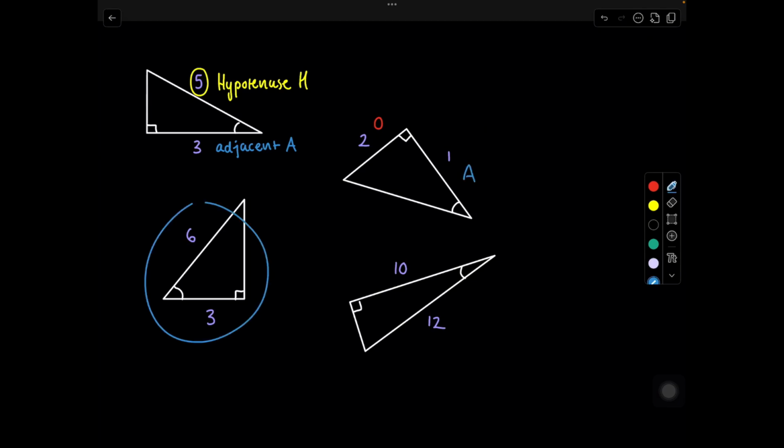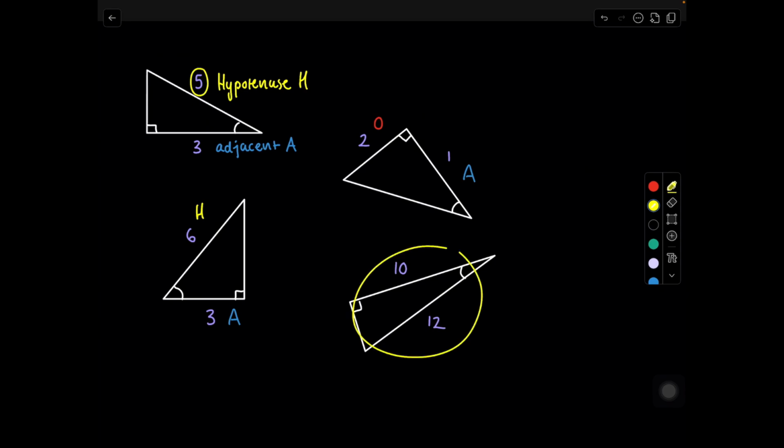Now looking at this one, we have our little angle here again. Right next to it, we have the 3, so that's adjacent. And then looking at this right angle, what's directly across it? Well, the 6 is. So this is the hypotenuse. And then looking at our last triangle here, we have our right angle here. Directly across it is the 12, so that's the hypotenuse. And then right next to our little angle, this is the adjacent. And then obviously this would be the opposite because that's directly opposite of that angle there.